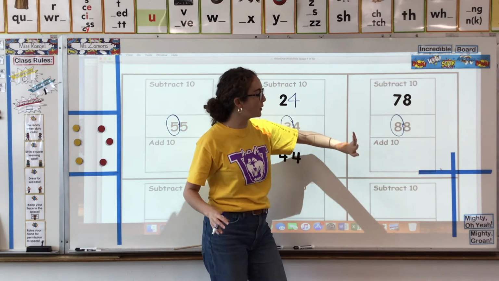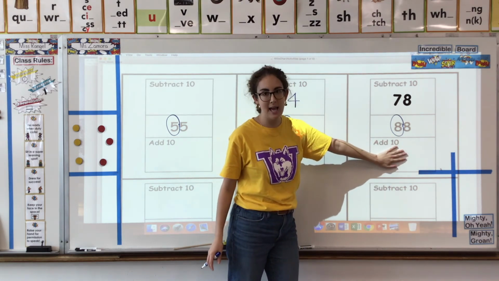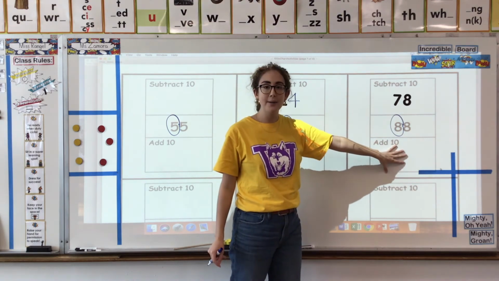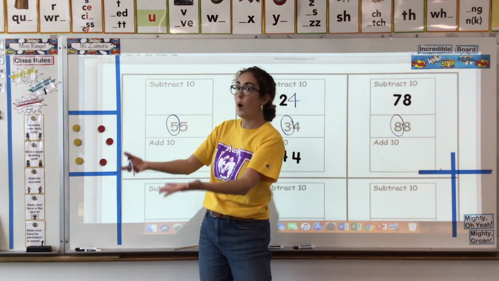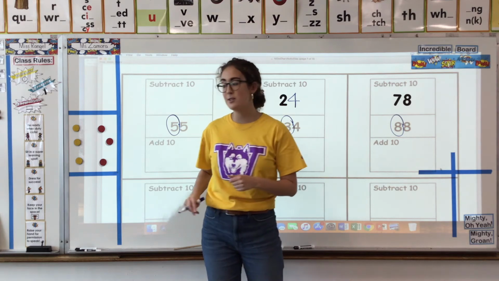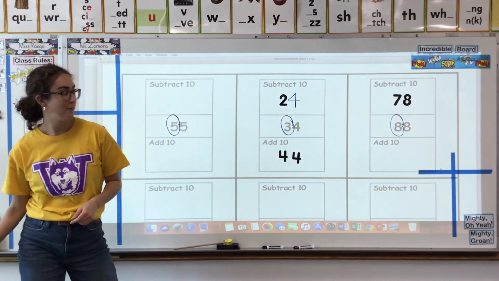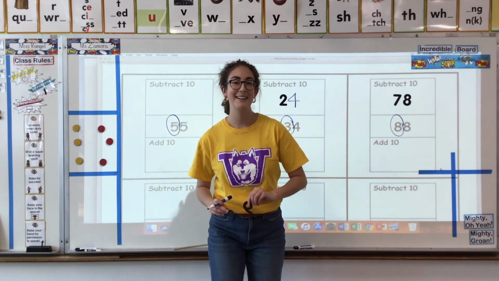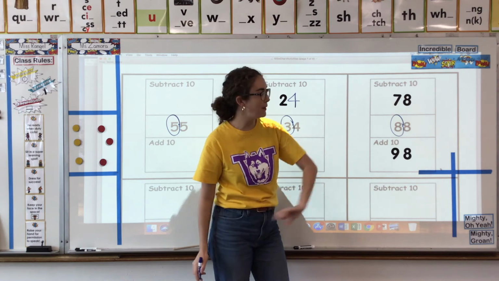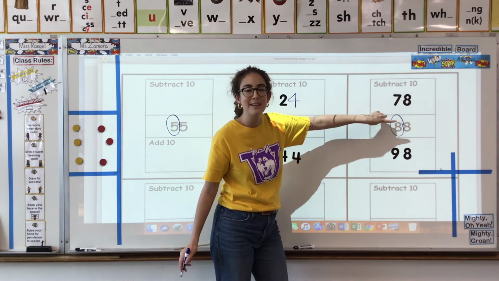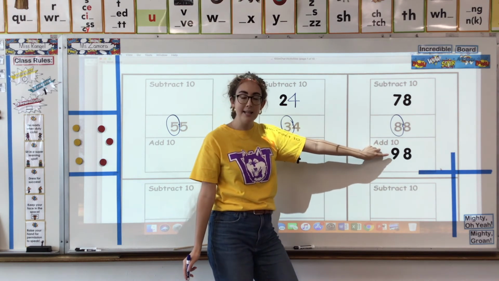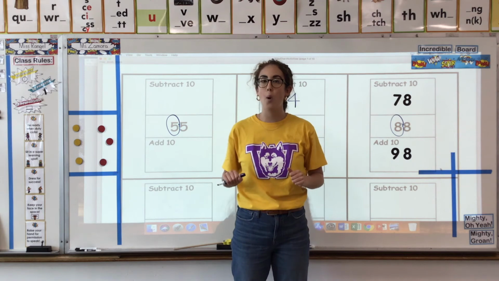Okay, what about if we're going to add 10? We have 8 tens already. So if we want to add a 10, we're going to add 1 ten, or we're going to skip count up. So what number is that going to be? It's going to be 98, because we went from 8 tens and now we have 9 tens, which is just 1 ten more.